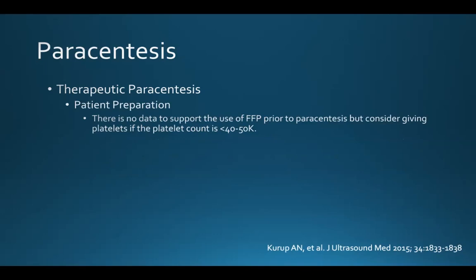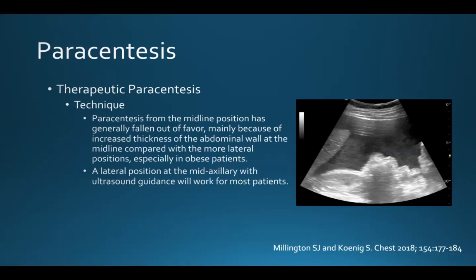When getting a patient ready for paracentesis, remember that there's no data to support the use of FFP prior to paracentesis, but you can consider giving platelets if the platelet count is less than 40 to 50,000. In terms of where to put the needle into the abdomen, paracentesis from the midline position has generally fallen out of favor, mainly because of increased thickness of the abdominal wall at the midline compared with the more lateral positions, especially in obese patients.